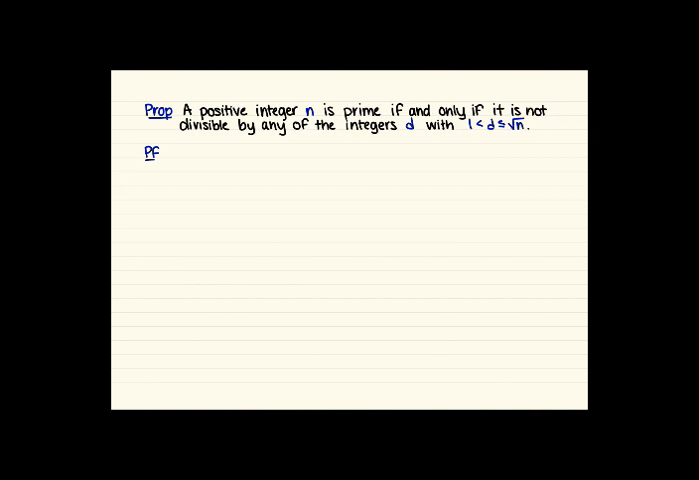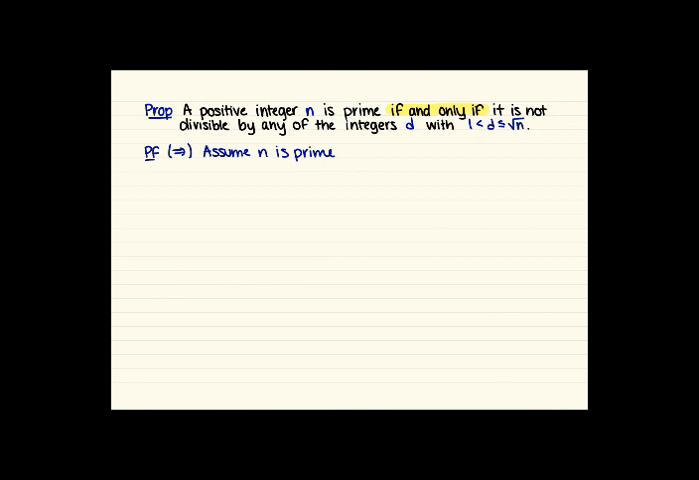So notice that this statement is if and only if here. So that means we've got 2 directions to prove here. So first of all, in the forward direction, we're assuming that n is prime. So assume n is prime is our starting point there, and we want to show that it's not divisible by any of the integers d with 1 less than d less than or equal to square root of n.